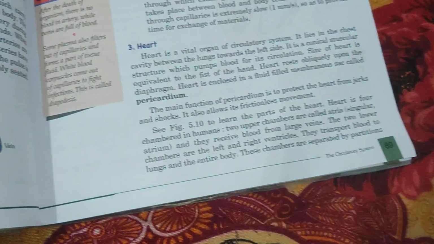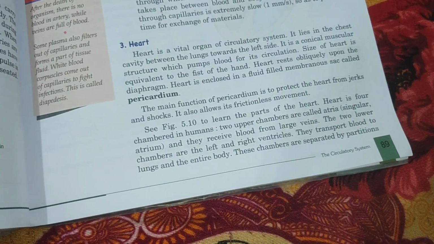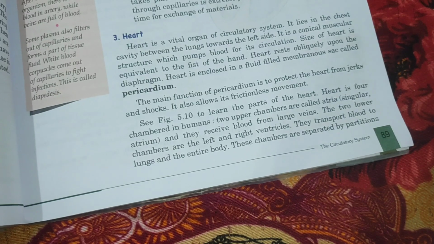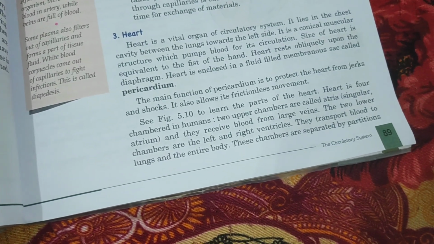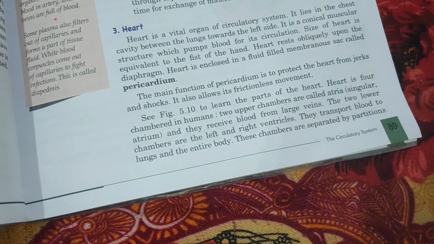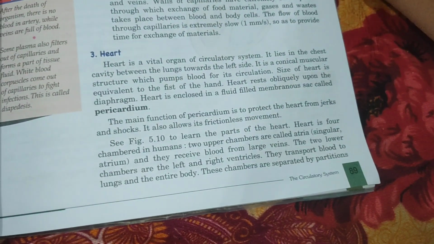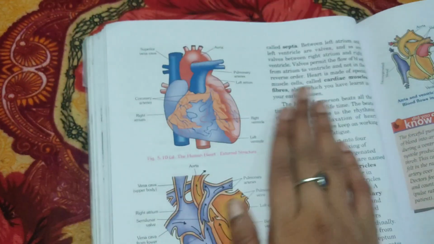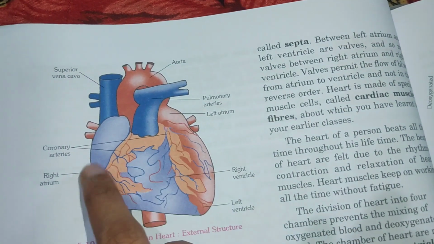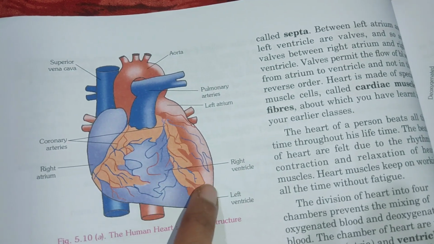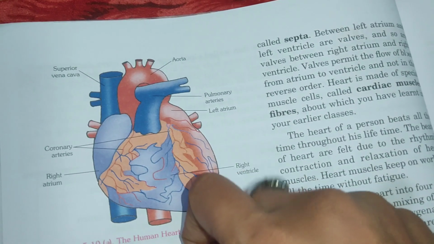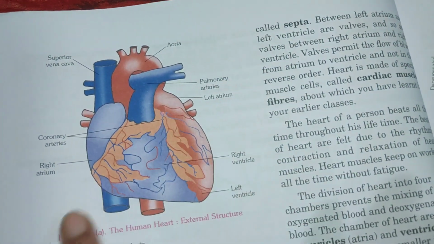The heart consists of 4 chambers. The 2 upper chambers are called atria, singular atrium, and they receive blood from large veins. The 2 lower chambers are called left and right ventricles, and they transport blood to the lungs and the entire body. These chambers are separated by partitions. So there are 4 chambers: left atrium, right atrium, left ventricle, right ventricle, and the separation is called septa.